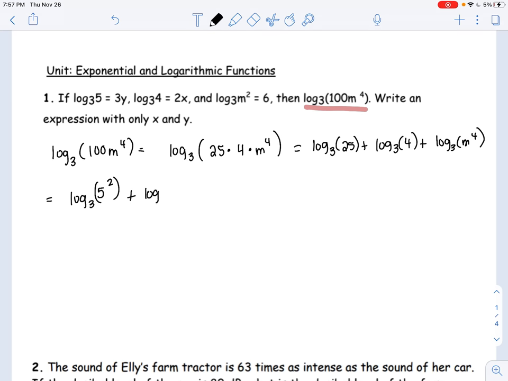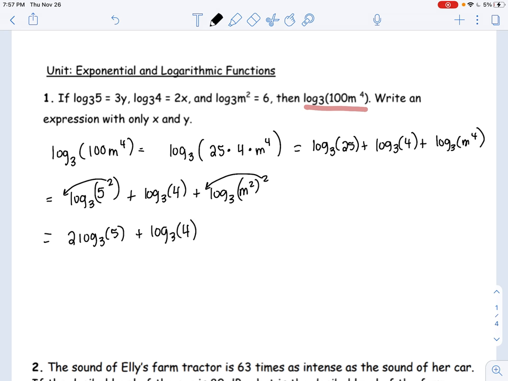Next, log base 3 of 4, I'm going to leave it because it looks exactly like I have over here, this same term, so that's a good thing. Plus, log base 3, I want m squared. I need an m squared, so instead of m to the power of 4, I'm going to write m to the power of 2 to the power of 2. Next, we're going to use the power rule. The power rule states that I can always bring these powers in front. So it's going to be 2 log base 3 of 5 plus log base 3 of 4 plus 2 log base 3 of m.